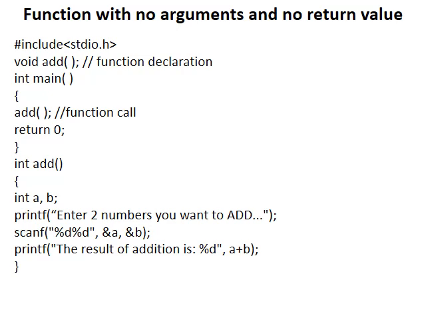Once the function call add is executed, control will directly go to the definition of the function, that is int add. Now here in the function itself, I'll accept two numbers, find the sum of the two numbers and display the result. So int a, b, two variables I have taken, then the two numbers entered will be stored in a and b. Finally the result of addition is displayed in the function itself, a plus b.